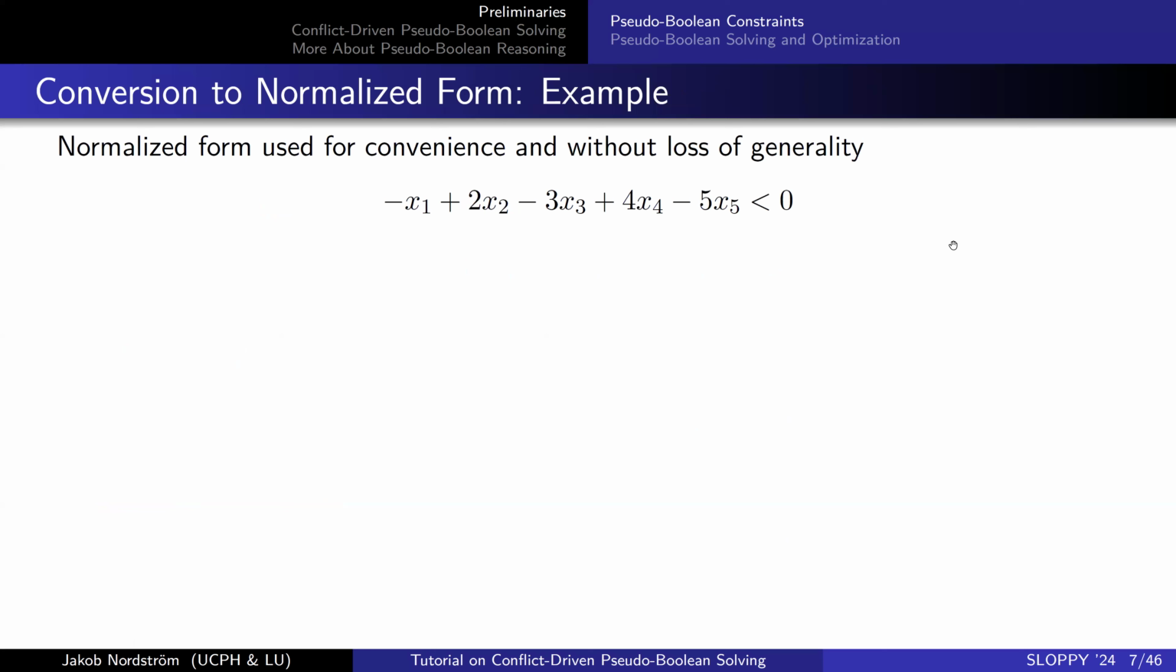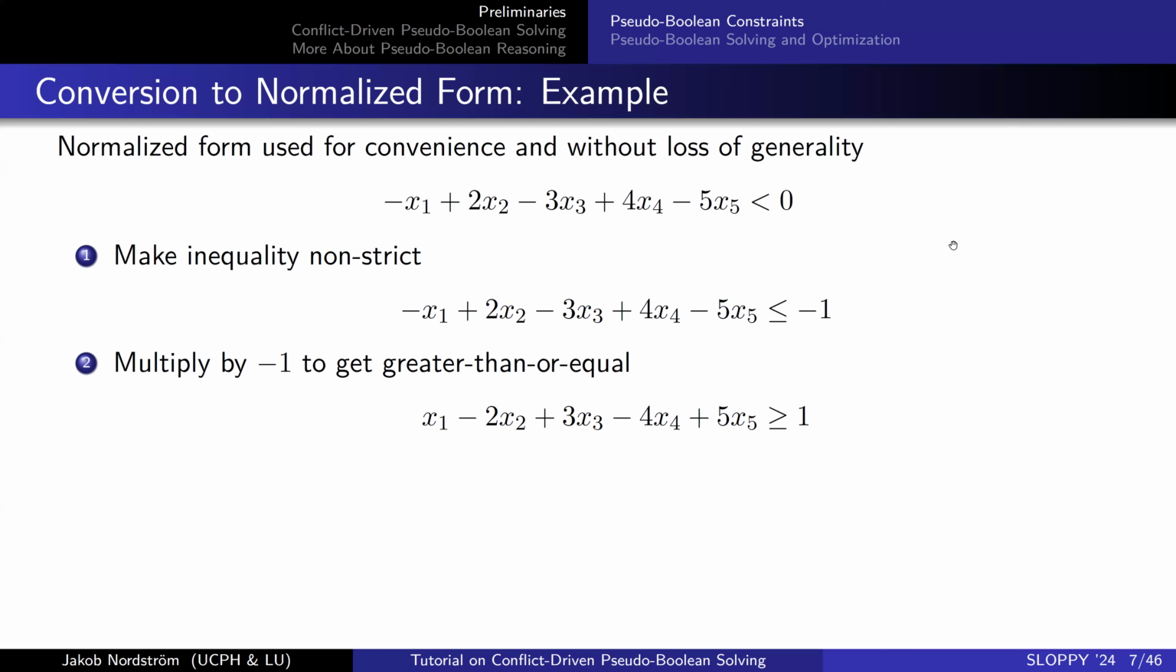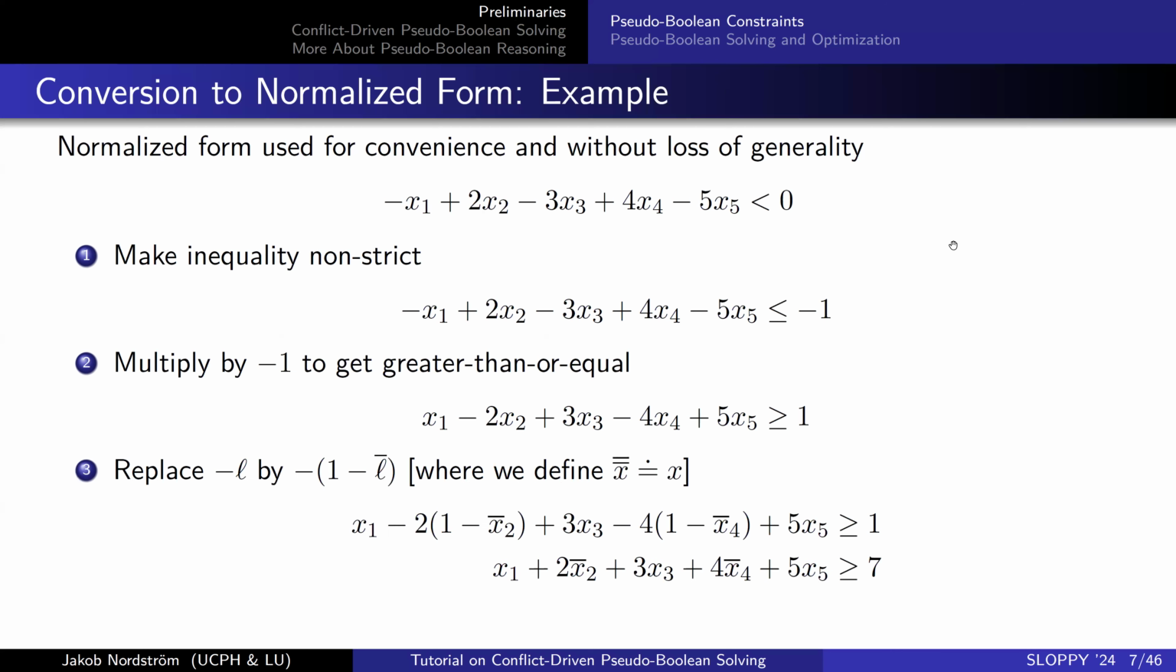I won't stress this, but just to see how this works, suppose you instead have an inequality that says minus x1 plus 2x2 minus 3x3 plus 4x4 minus 5x5 should be strictly negative. How would we turn it into normalized form? Well, first, we don't want strict inequalities, so we change to a less than or equal. Then we multiply by minus 1 to get a greater than or equal.